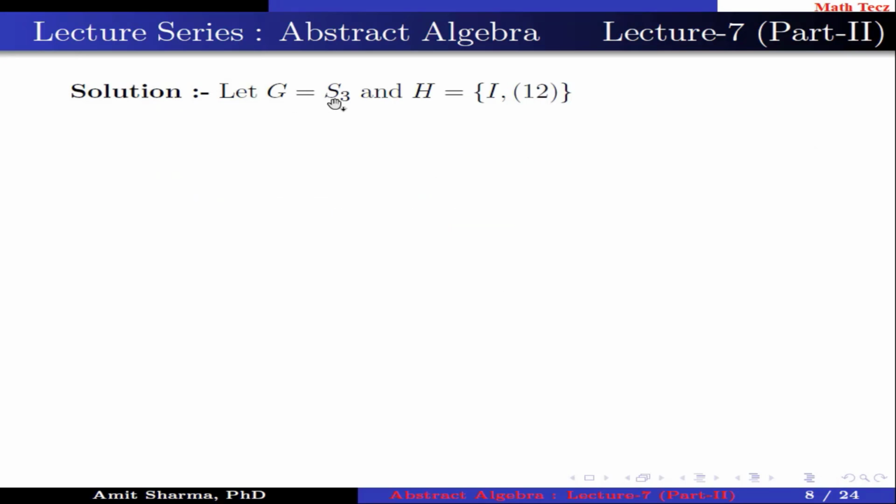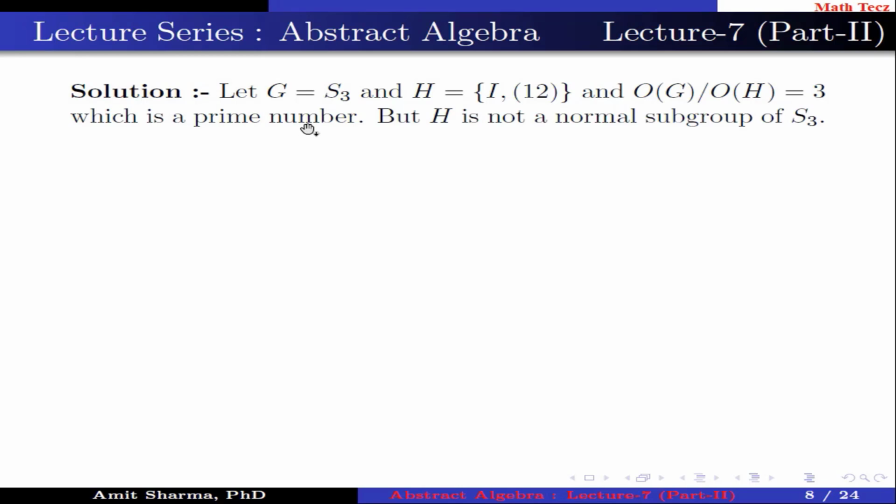Let G equal S3 and H contain the elements identity 1, 2. The order of G by order of H is 3, which is a prime number, but H is not a normal subgroup of S3. For more detail, see question number 2. Therefore, option A is wrong.